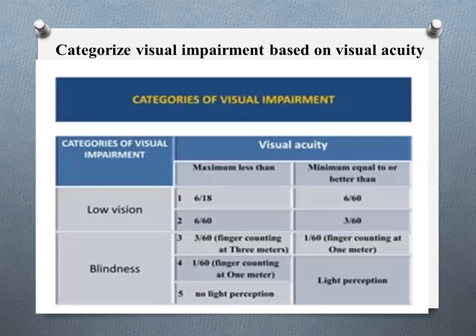The next slide, we have category of visual impairment. We have low vision and the blindness. You can see the visual acuity maximum less than, and the other one said minimum equal to or better than. The low vision would be 6 by 18 or 6 by 60, and the second one is 6 by 60 and 3 by 60. In blindness, as we have said before, 3 by 60, finger counting at 3 meters, will be considered blindness, or 1 by 60, finger counting at 1 meter, or no light perception.